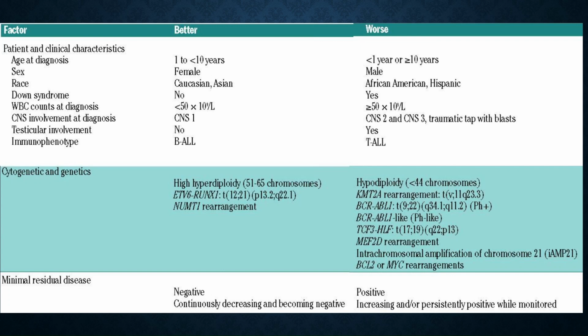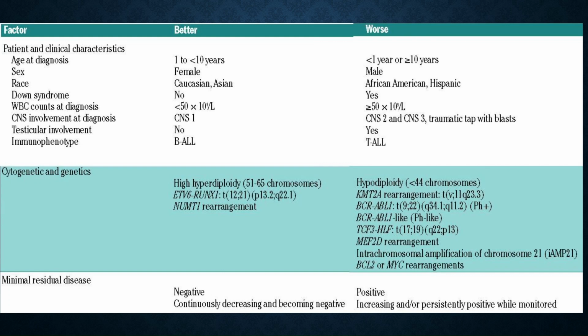Now let's come to the cytogenetics and molecular. Three groups have an excellent prognosis. First is high hyperdiploidy, ETV6-RUNX1 and NUTM1 rearrangement. Certain cytogenetics and molecular have a worse prognosis, and they are hypodiploidy, KMT2A rearrangement, BCR-ABL1, BCR-ABL1-like ALL, TCF3-HLF, MEF2D rearrangement, intrachromosomal amplification of chromosome 21, BCL2 and MYC rearrangement. These all represent the worst prognosis.